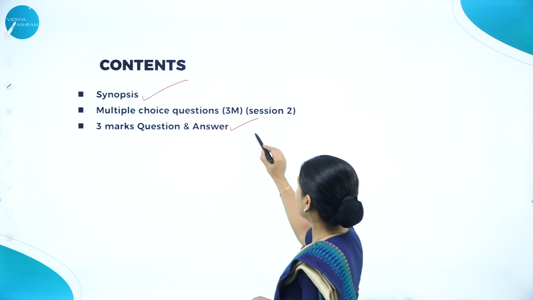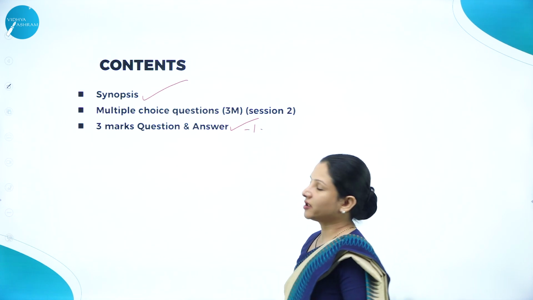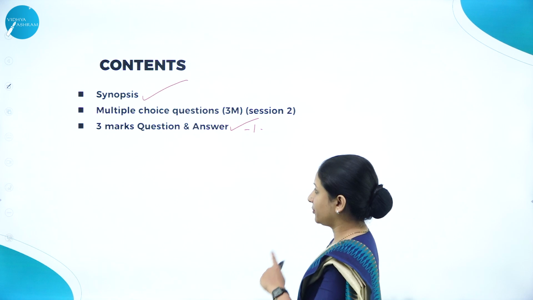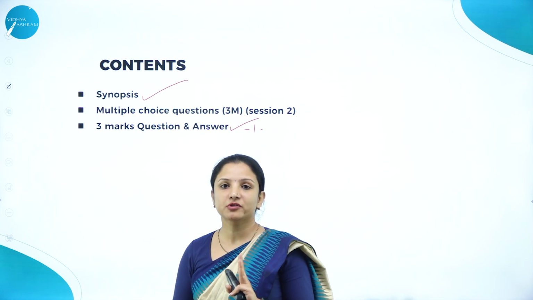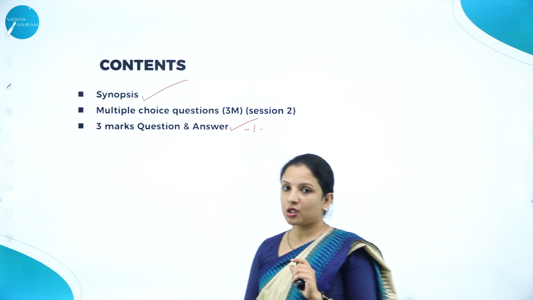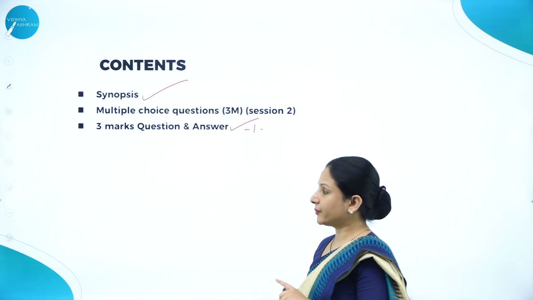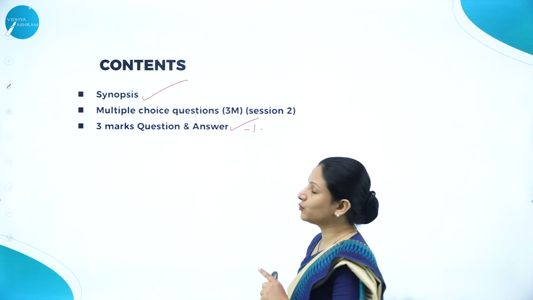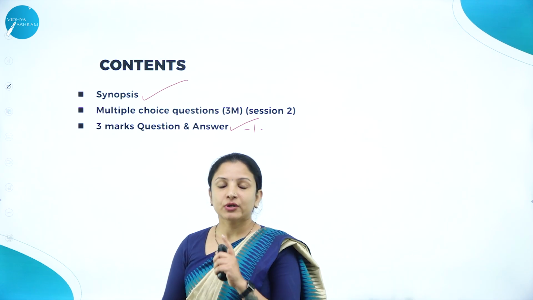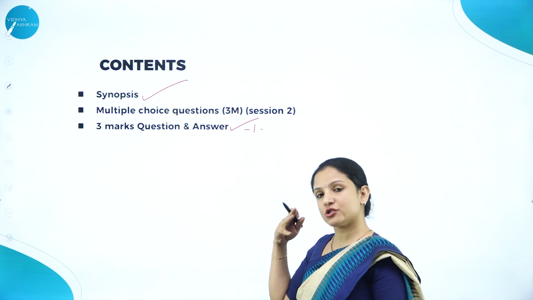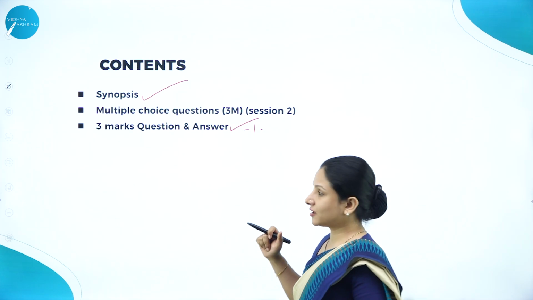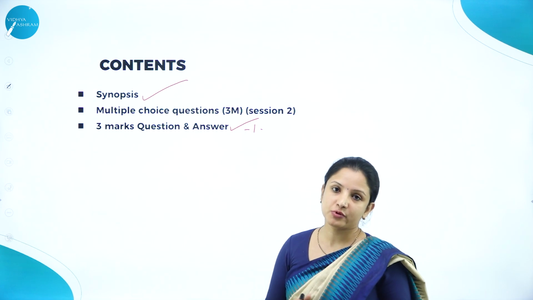So one 3-mark question will be asked from this particular chapter, and also apart from the 3-mark question and answer, 3 multiple choice questions of 1 mark each will come from this chapter. So this chapter carries a weightage of 6 marks. In this session, we'll concentrate on the synopsis and the 3-mark question and answer. In session 2 of the continuation of this revision class, we will concentrate on the multiple choice questions.